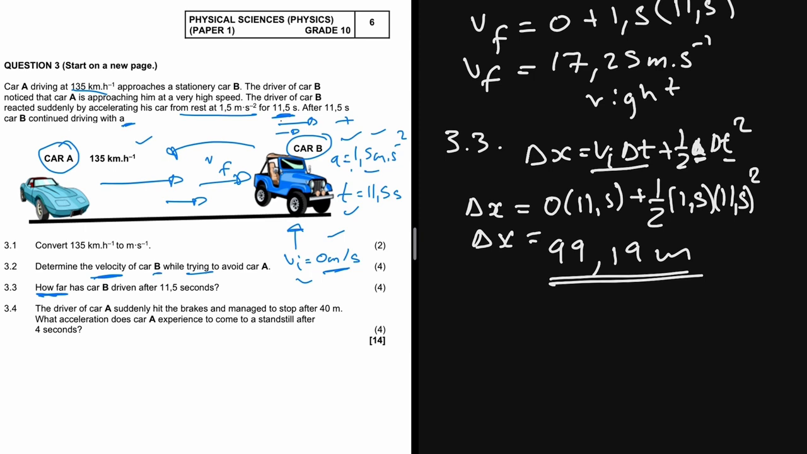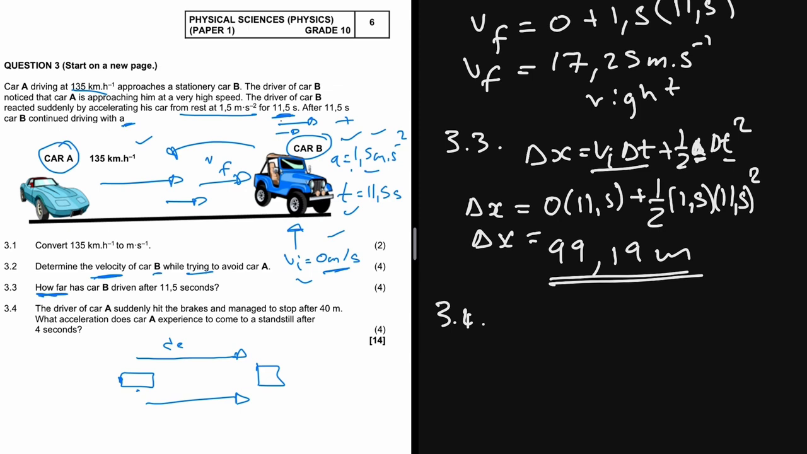So the last question that we have, which is 3.4, they say now the driver of car A suddenly hits his brakes. Okay, so remember now, when the car is moving and then it hits the brakes, what is going to happen? It is going to continue moving to the right up until it comes to rest. Okay, so that means when the car is slowing down, we say now this car is decelerating. So it's decelerating because it decreases the speed.